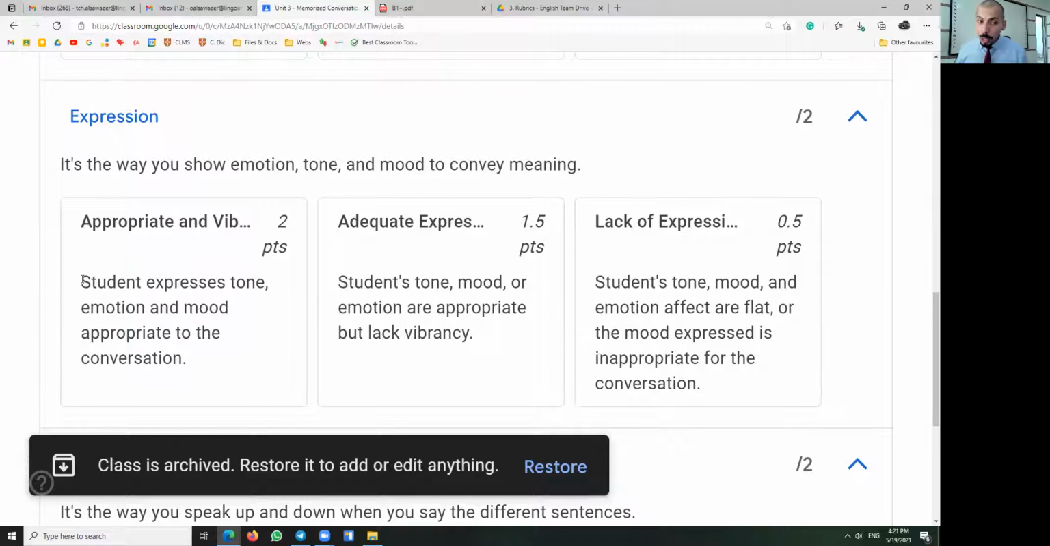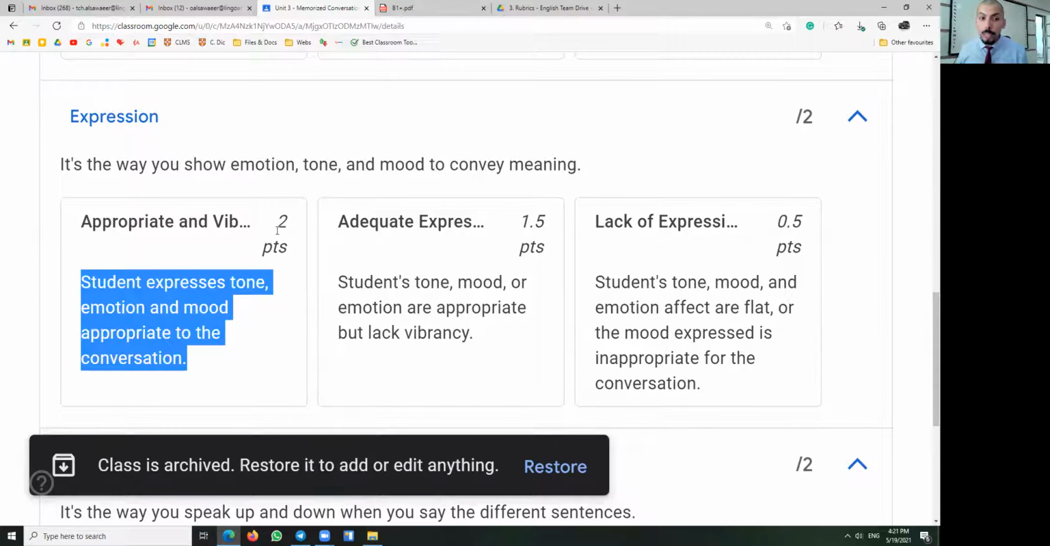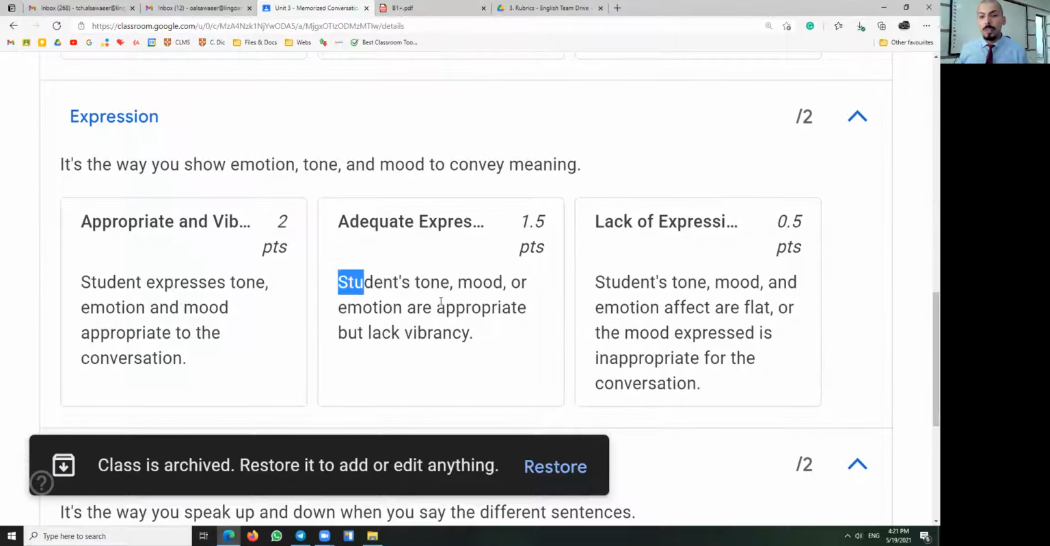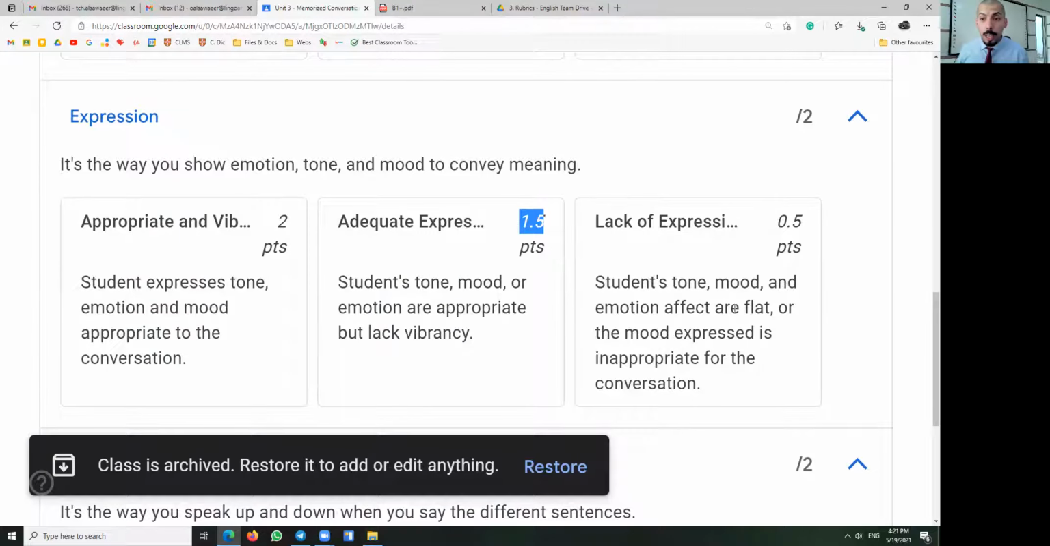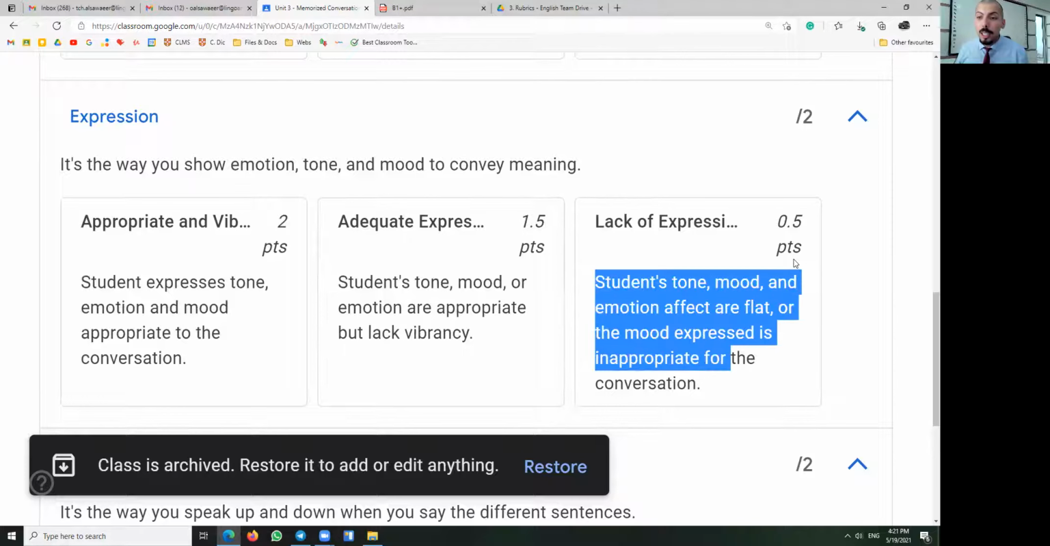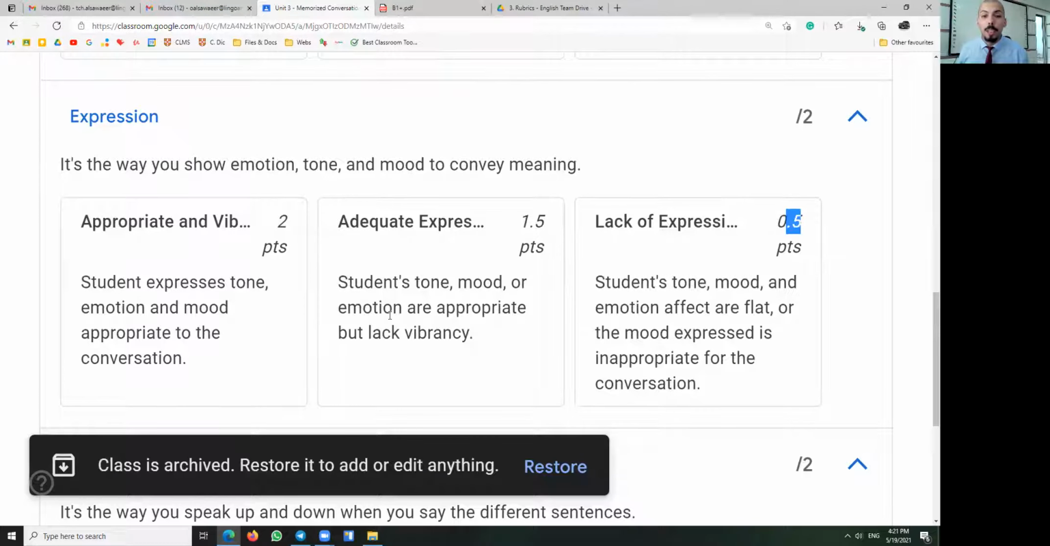Now, if you are doing this very well, you will take a full mark. But if you are not very good at this, you will take 1.5. But if I feel it is just a robot reading a text, then you will take half a mark.